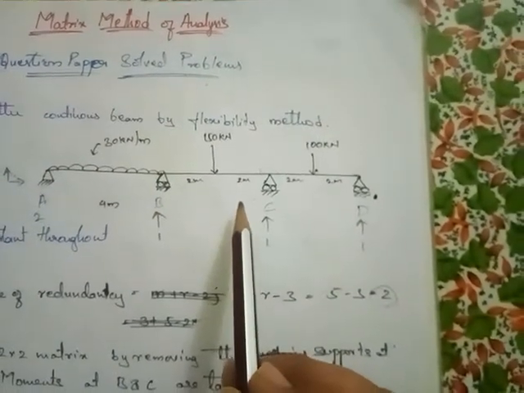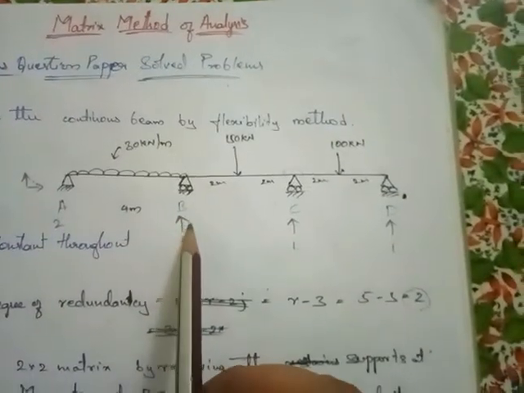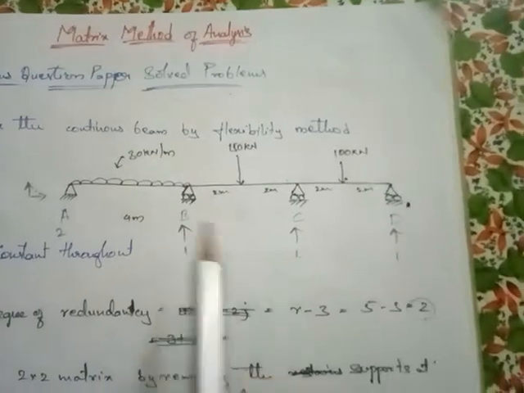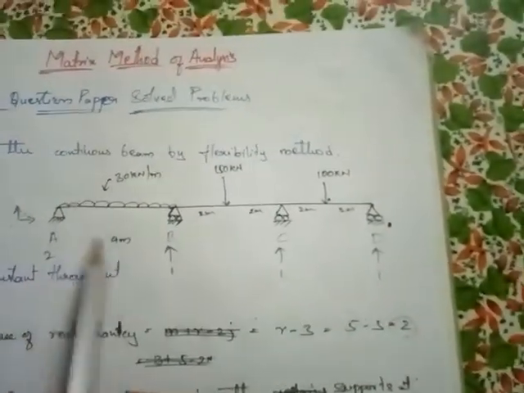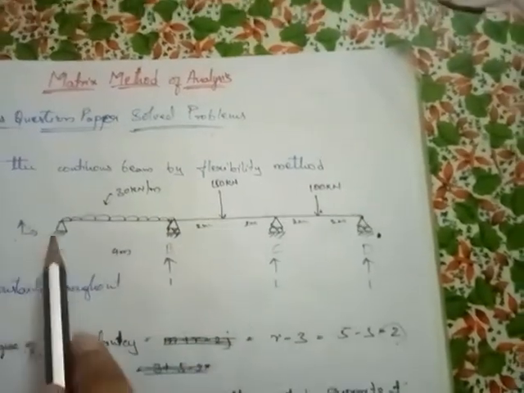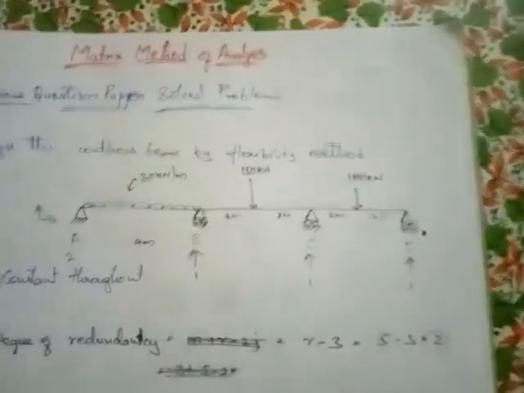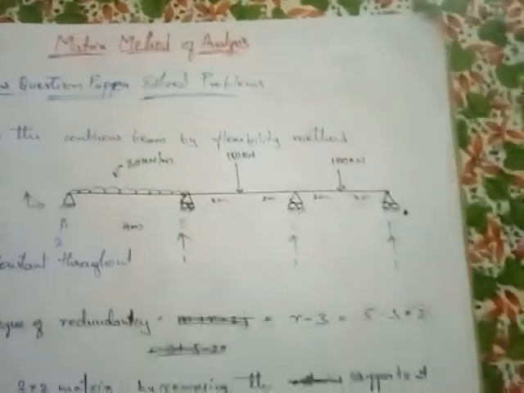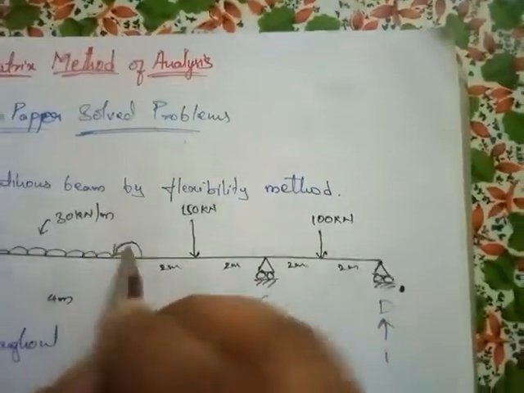Okay, so the best process is, we can remove one force at support B and one force at support C. So these two become joints, and hence the structure will be stable with one end hinged and one end roller. So we will apply 2 forces over here: one is moment about B and the other is moment about C.